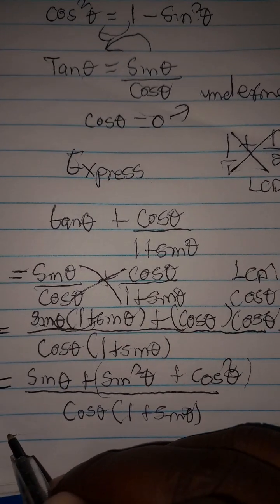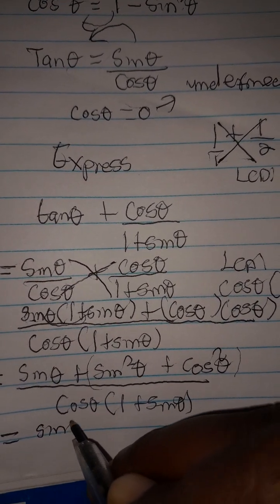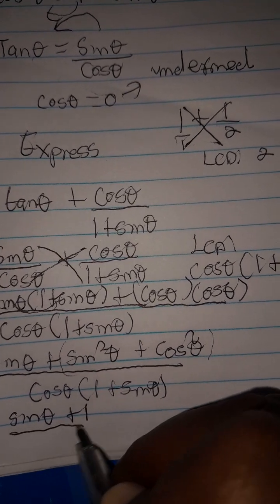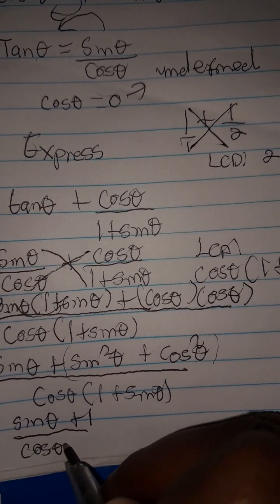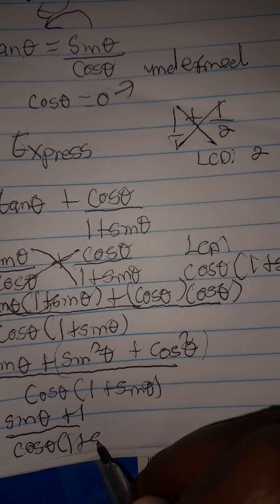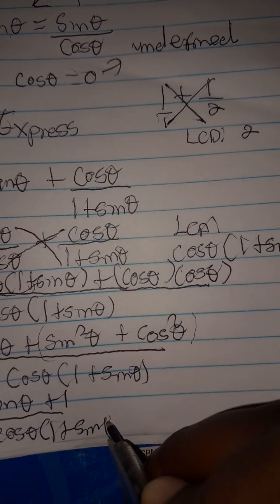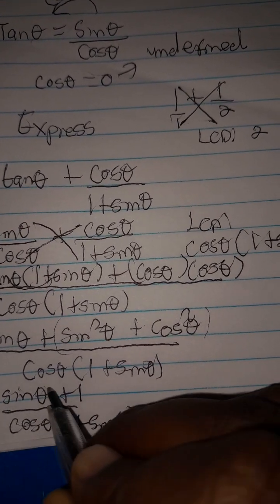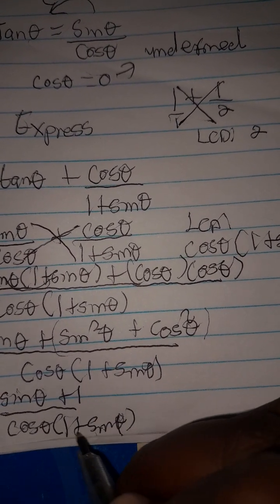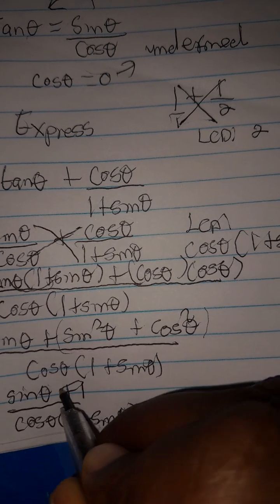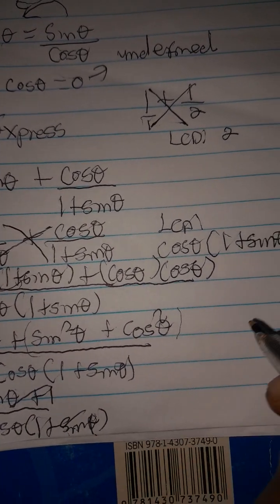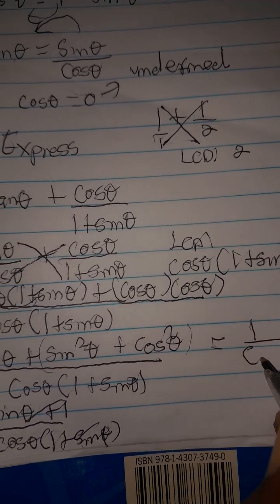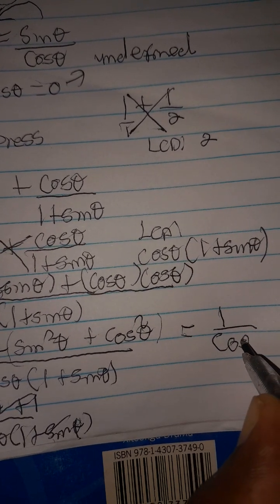Then let's go here. Whenever we see this, we're going to put 1 where there's sine squared plus cos squared, divided by cos theta times 1 plus sine theta. Can you see that we have the same thing? Sine theta plus 1 and 1 plus sine theta are the same thing. So we cancel. We are left with the numerator 1 there.